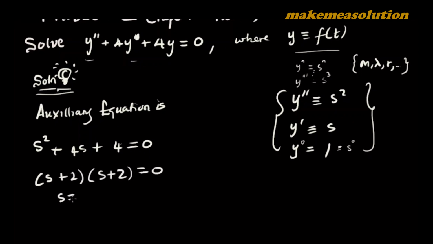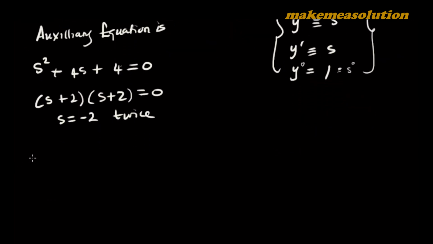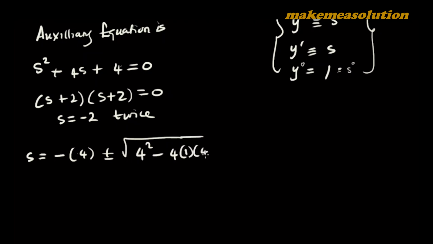This will give me s is equal to minus 2 twice. Another way of factorizing is to use the quadratic formula. s is equal to minus b, which in this case is minus 4, plus or minus the square root of b squared, which is 4 squared, minus 4ac, 4 times 1 times 4, then over 2a, which is 2 times 1, because a is 1.